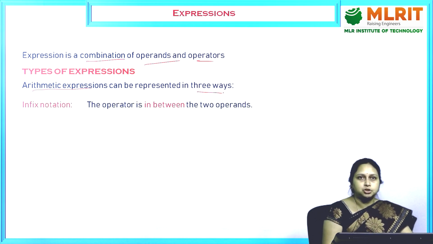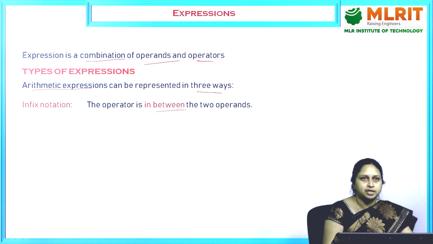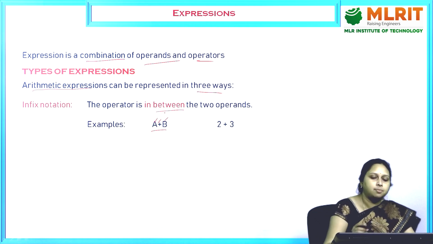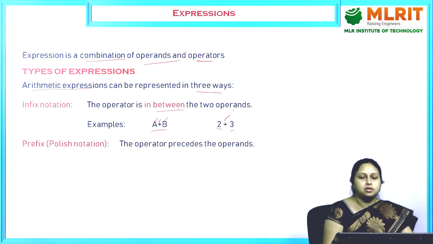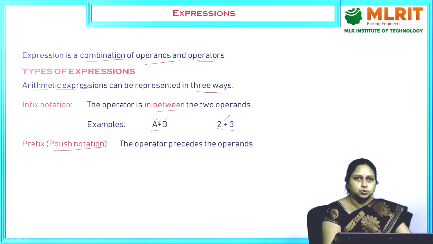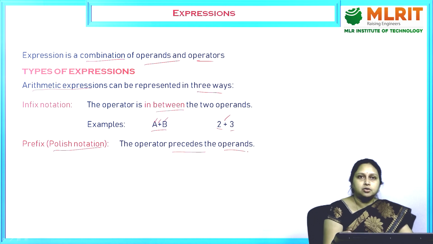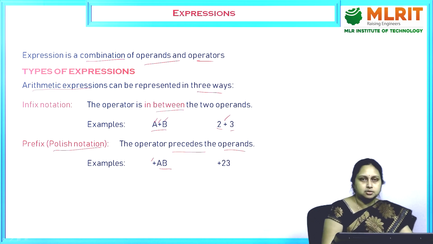One is the infix expression, where the operator is in between the operands. We have three types of arithmetic expressions, and that one we are discussing now. These are the operands and this is the operator, and these are the constant values, in between which we have an operator. Then we have the prefix expression, also known as Polish notation. Here the operator precedes the operands. That means first we are going to have the operator, followed by the operands. That is the meaning of it. For example, plus is the operator and these are the operands.